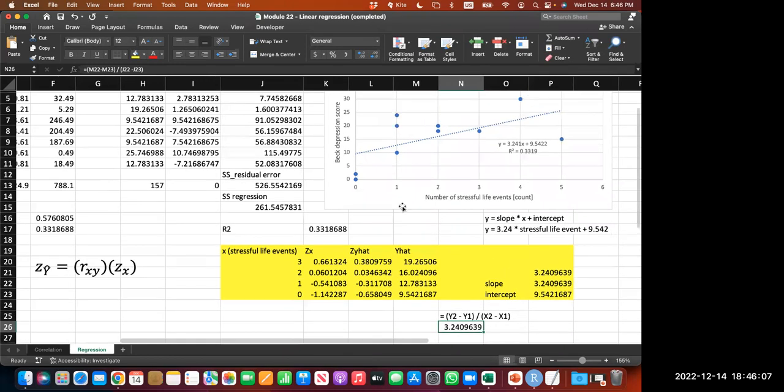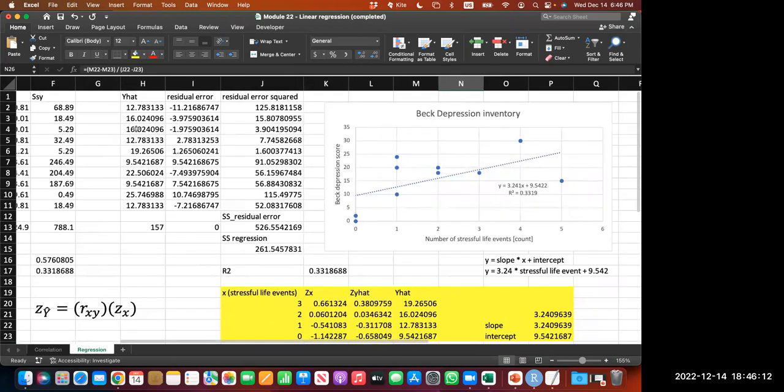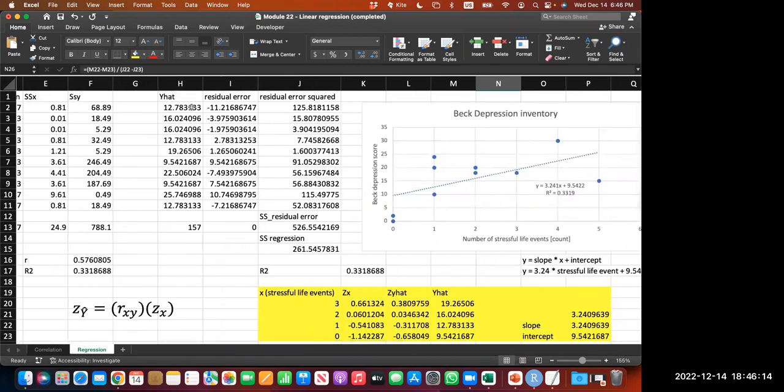Based on that, we went on to calculate our actual y hat. So now once you have this formula, you can actually predict for each participant in your study a predicted dependent variable, a predicted y. So we did that by calculating the number of stressful life events for each individual multiplied by our slope of 3.24 plus the intercept of 9.54. That gets us to a predicted y.